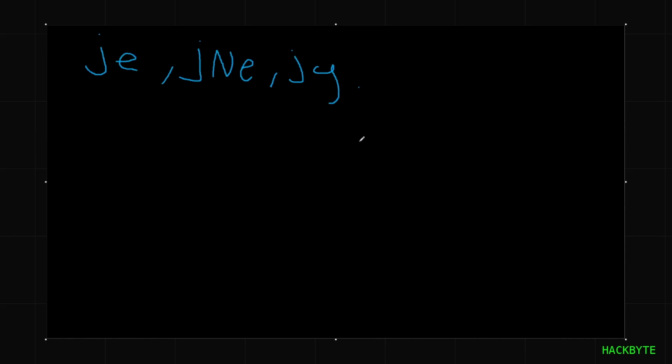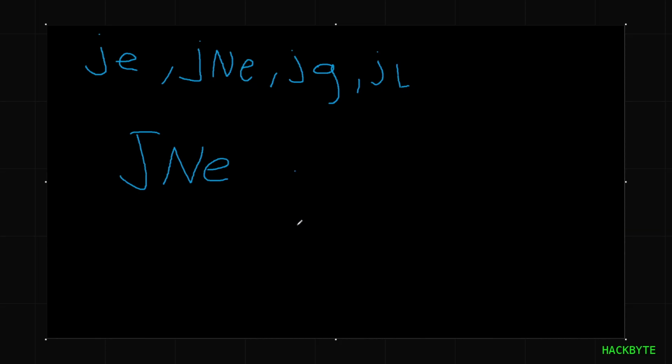Next, we have conditional jumps. We have JE, JNE, JG, and JL. You're probably wondering what each of these means, but don't worry. JE stands for jump if equal to, JNE stands for jump if not equal to, JG is jump if greater than, and JL is jump if less than.